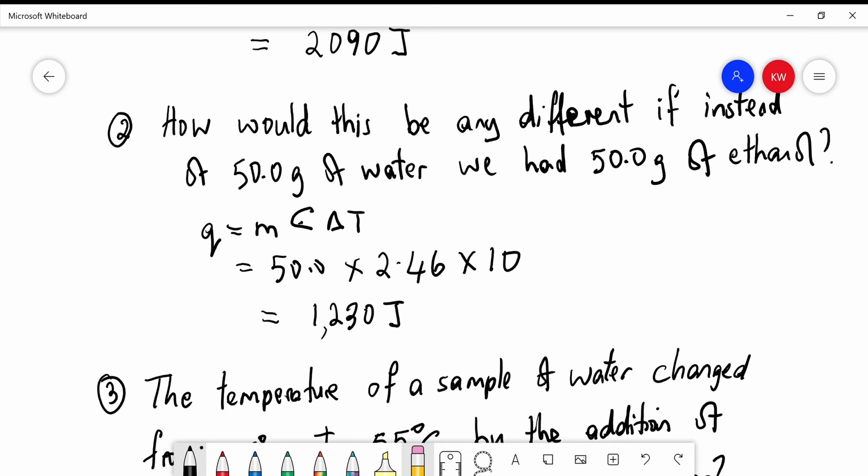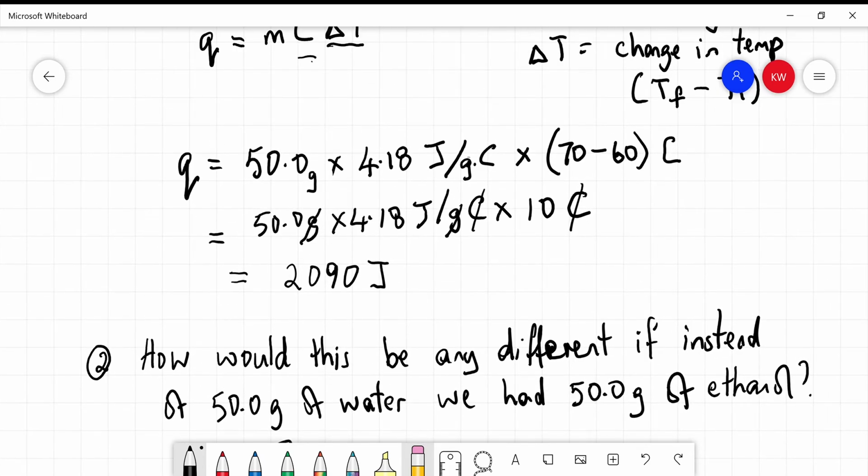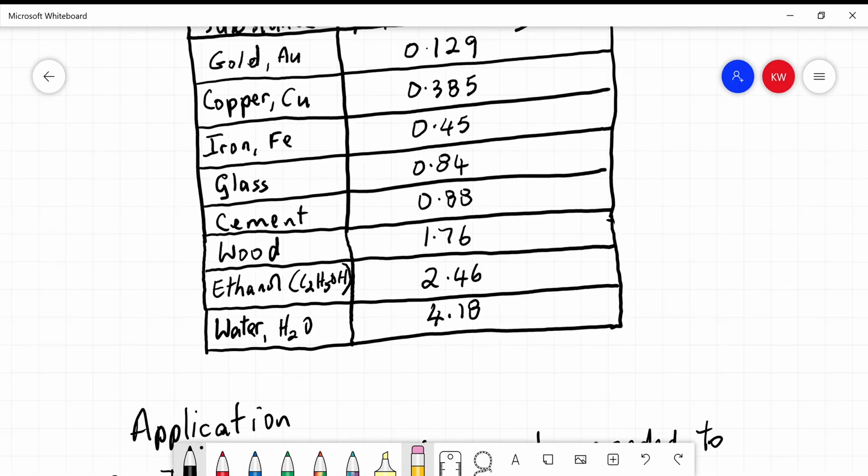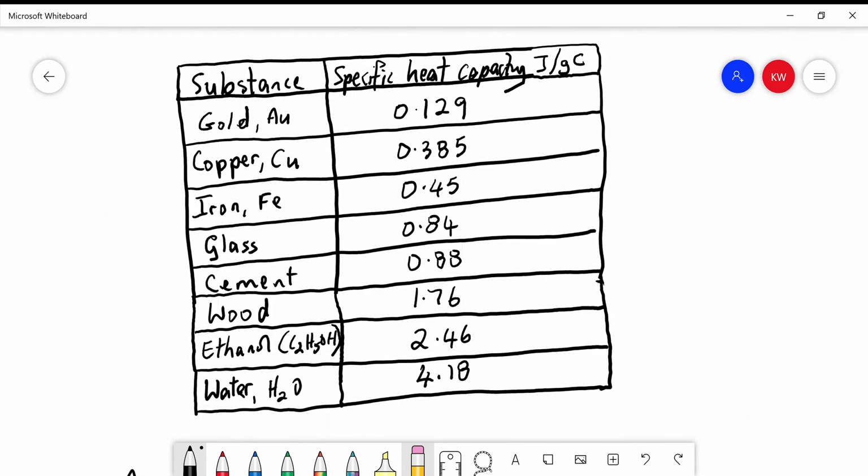So here we are realizing that it took us less heat energy to raise 50 grams of ethanol by 10 degrees than it took us to raise 50 grams of water, and that's because ethanol has a smaller specific heat capacity than water. So again, we should have some concept that specific heat capacity is a measure of the amount of heat energy to raise 1 gram by 1 degree Celsius. So you could see that we required much more energy to raise water than it is to raise ethanol.